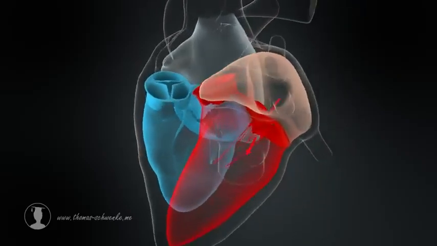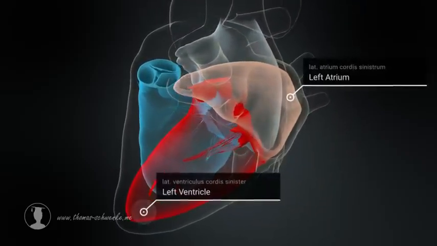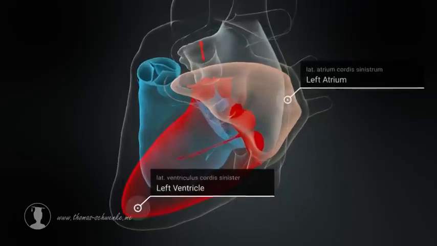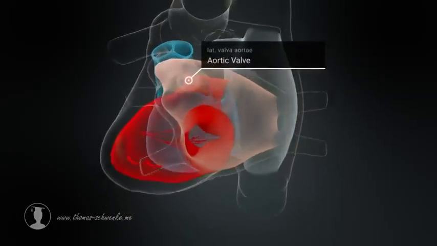The oxygenated blood from the lungs passes from the left atrium into the left ventricle through the mitral valve. When the aortic valve opens, the blood enters the body via the aorta.